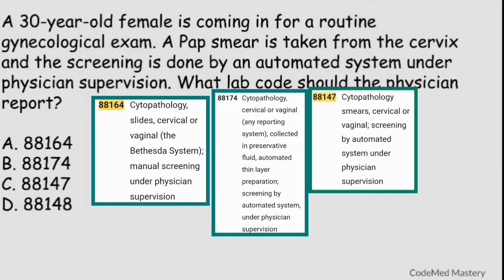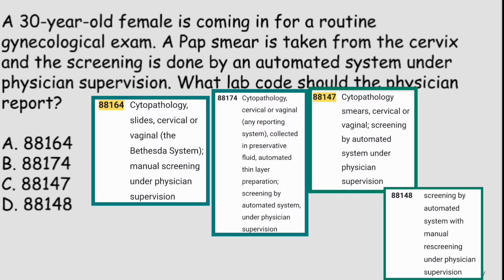Check option C, 88147, that is for cytopathology smears, cervical or vaginal, screening by automated system under physician supervision. And option D, 88148 is for cytopathology smears, screening by automated system with manual rescreening under physician supervision. So which among these codes is the right answer?